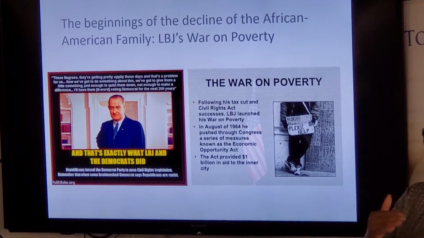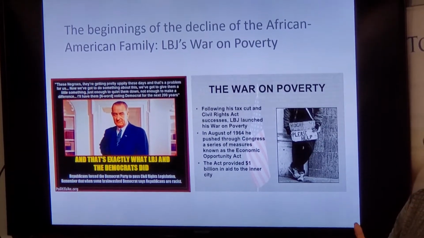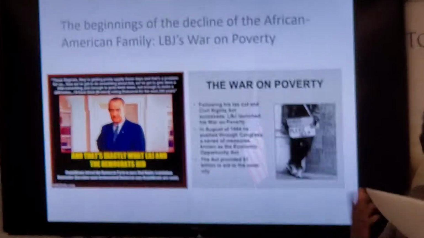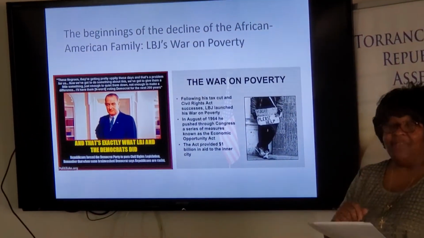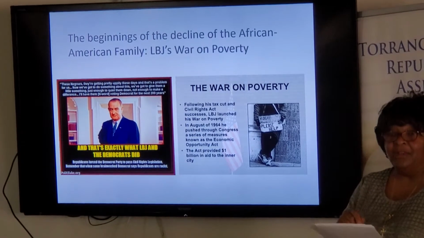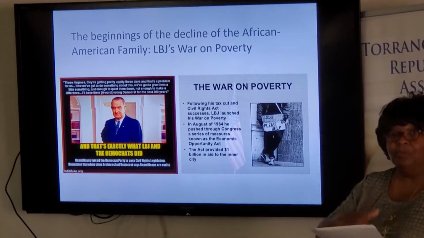They had to work hard up that period of time. Now the government's going to come through and they're going to give you all this free stuff and help you out, but there was a caveat to that. In order to do that, the man had to leave the household. That started to break down our family. They were pushed out, the government replaced the dads.